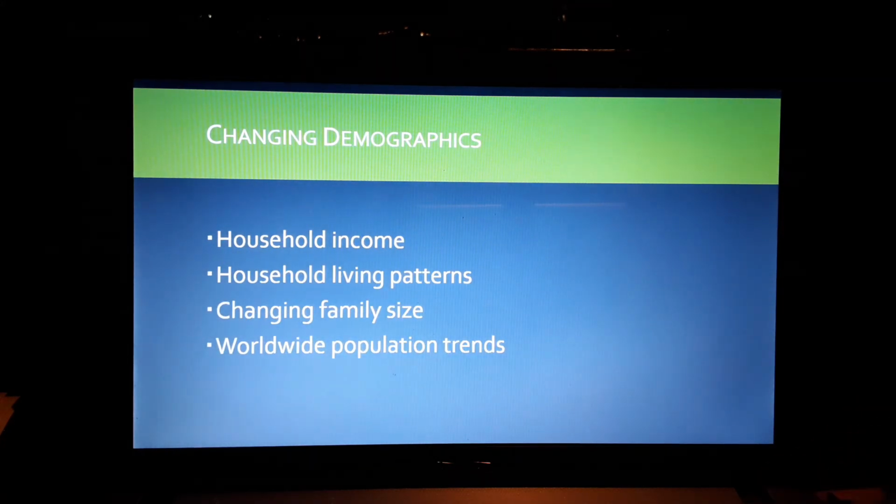Okay, so there are also some changing demographics that are going to influence consumer behavior. One is the changing of household income and household living patterns, changing family size. We have 2-income families now, and living patterns in terms of how people live on a day-to-day basis: single-parent households, 2-parent households, single people living alone, people living in groups. Family size is decreasing. All those kinds of things are going to impact how people purchase things.